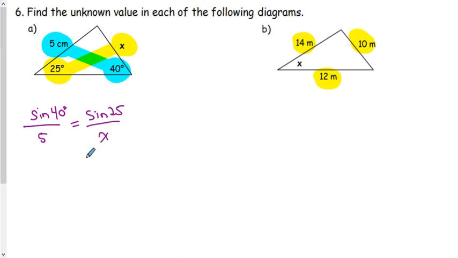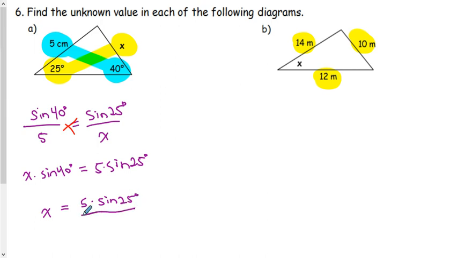Now if I had one of those flipped, that wouldn't be correct. My sines of my angles are on the top, my side lengths are on the bottom. Let's do our cross multiply game. We're going to end up with x times sine of 40 degrees on one side, and that's going to equal 5 times sine of 25 degrees on the other side. Let's divide both sides by sine of 40 to get rid of it on the left and move it over to here on the right. So x is isolated.